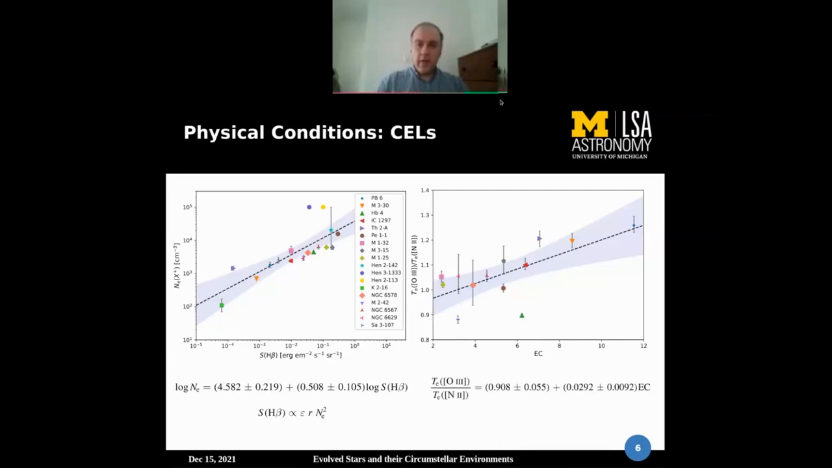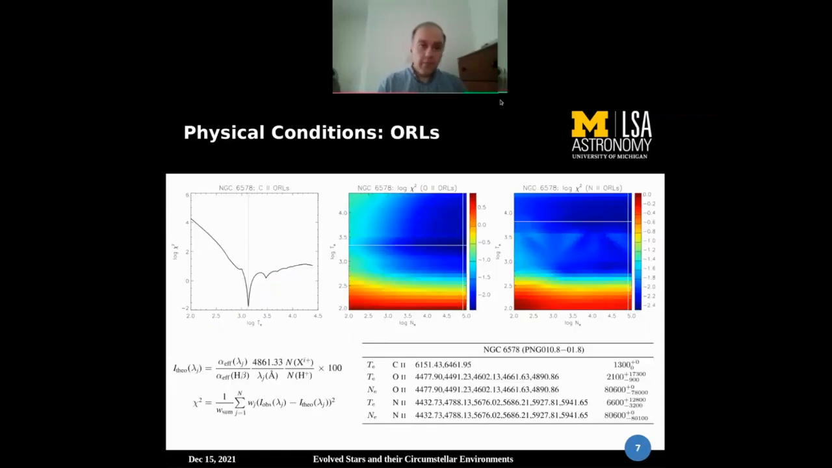And on the right, you see the temperature from oxygen 3 over nitrogen 2, which is plotted versus excitation class based on the equation defined by Dopita 1990. And you see there is a correlation, which suggests a trend with excitation class, which can be explained by the radiation field from the central source. So at higher radiation, we have higher temperatures.